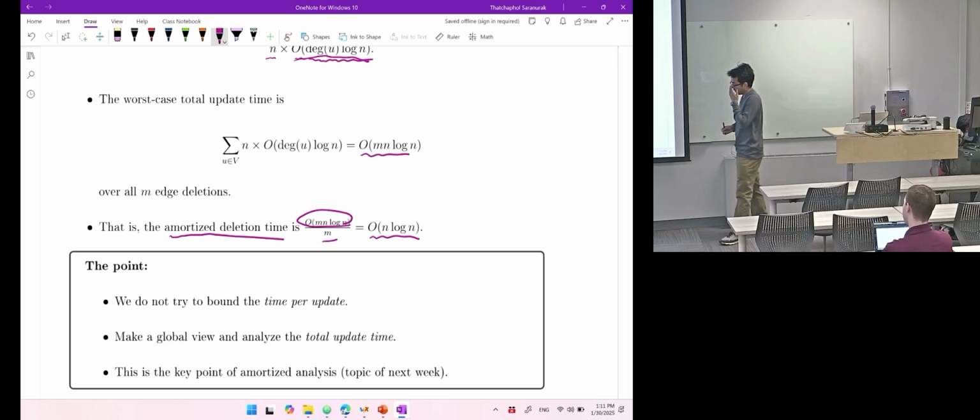And in particular, I claim that one single update might spend this much time. Do you see some example?